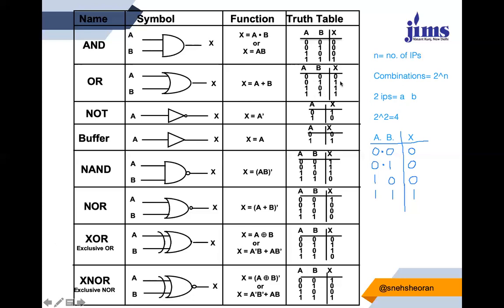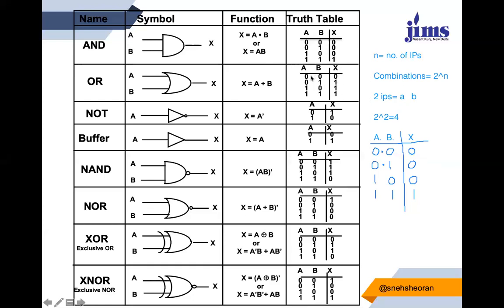Now you can refer to the OR gate. The next basic gate is your OR gate, the building block. The logic symbol of the OR gate is this. The function of an OR gate is X is equal to A plus B. Similarly, 2 inputs will give me 4 combinations here: 0, 0; 0, 1; 1, 0; and 1, 1. One output, which is X.